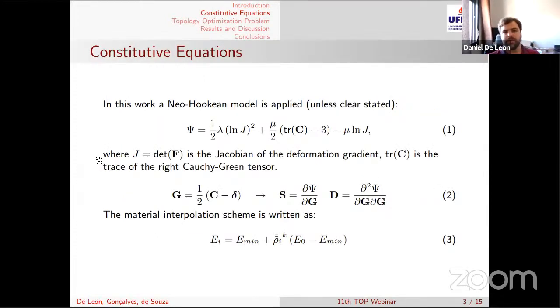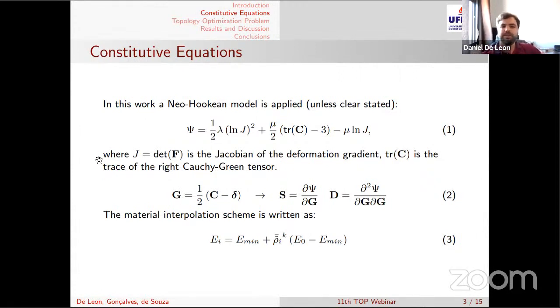Okay, so we are using here the nonlinear neo-Hookean material model, as in equation 1. It's a polyconvex model. It's very long, and it was not applied for the first time in this work. It's commonly applied for nonlinear materials in topology optimization.